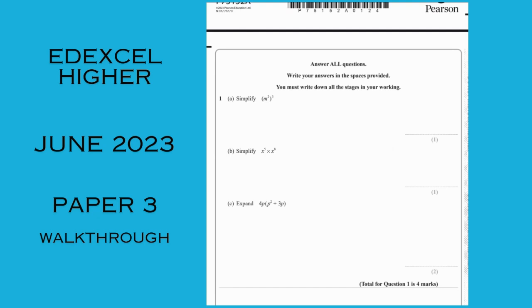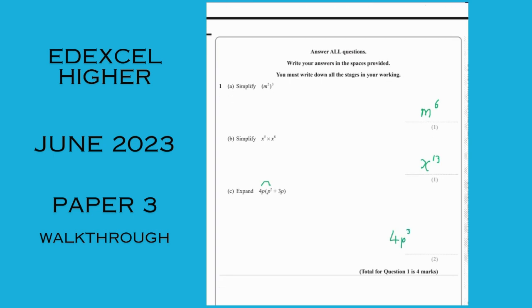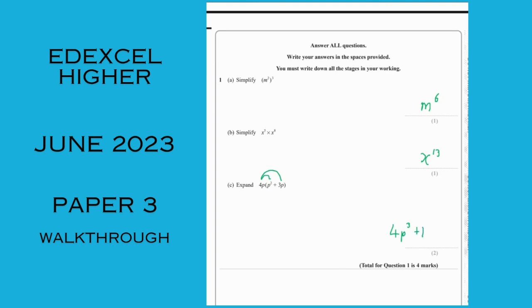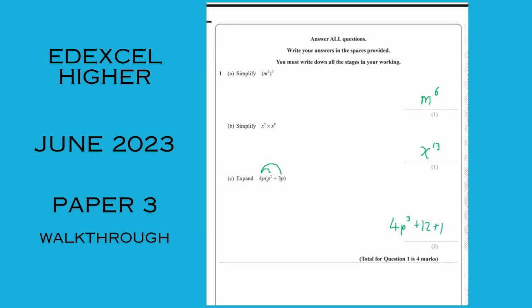Don't forget for the first one, power to a power would mean multiply the power. Part 2, B, add the powers. Straightforward, multiply means add. And here, expand. So p to the 1 times p to the 2, you get p cubed. And 4 times 3 is 12. P times p is p squared.